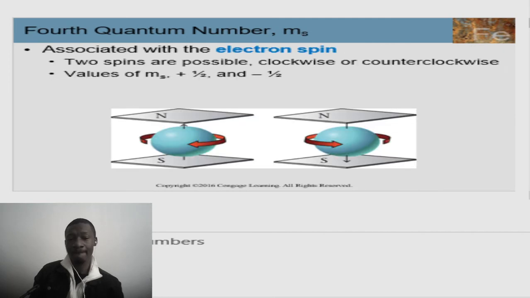Then the fourth quantum number is called the MS, related to the electron spin. It's associated with the electron spin, and your spin can be clockwise or anti-clockwise. So it's either a plus half or a negative half, which is just indicated with clockwise and anti-clockwise. So notice that it can only go two ways, clockwise or anti-clockwise.